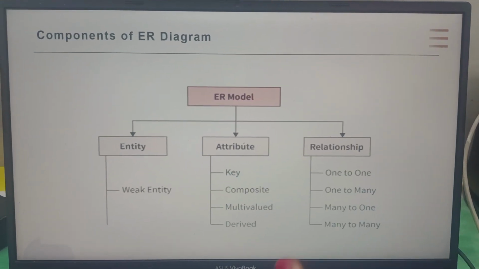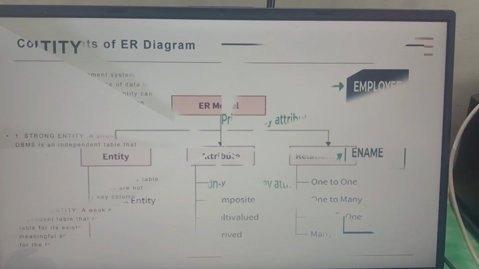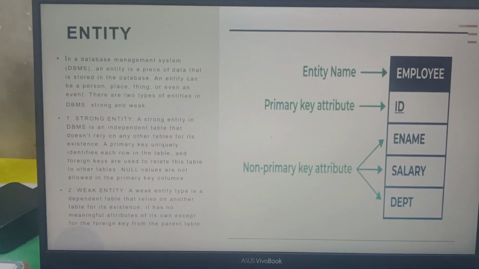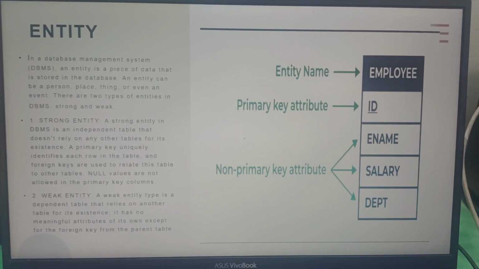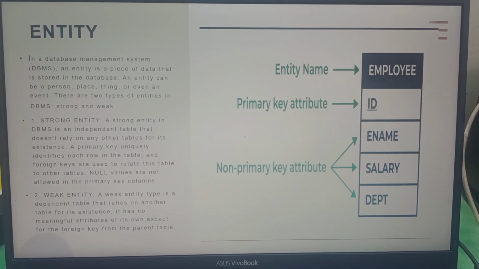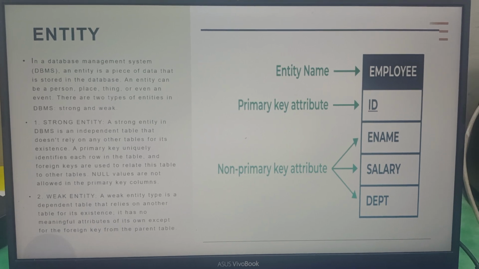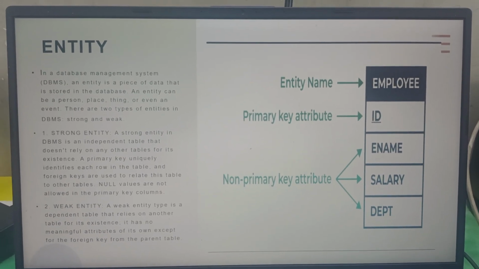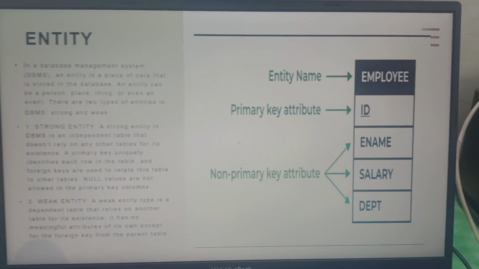An ER model consists of one entity. And the next topic is what is entity. In database management system, an entity is a piece of data that is stored in the database. An entity can be a person, place, thing, or even an event. There are two types of entities in a database management system: strong and weak.